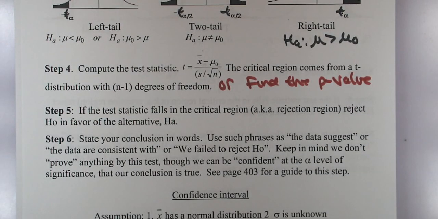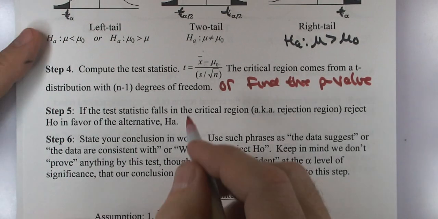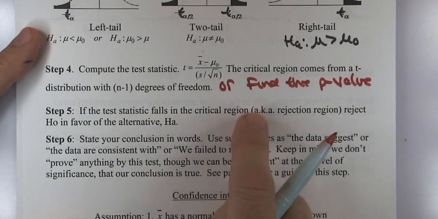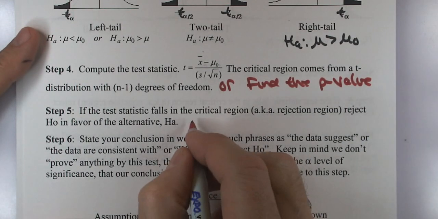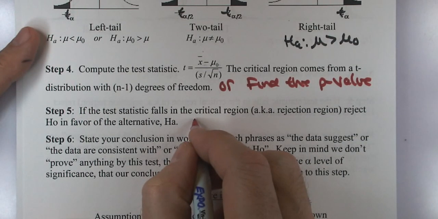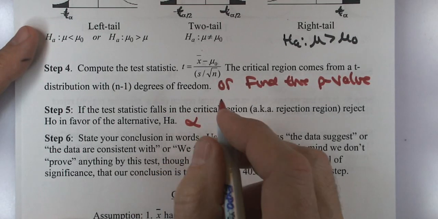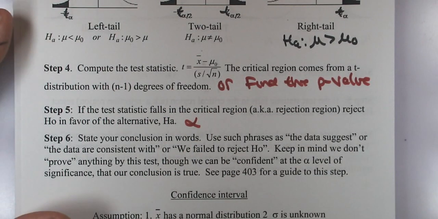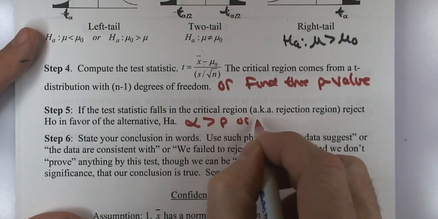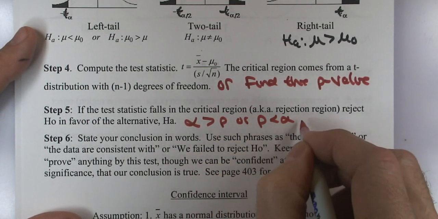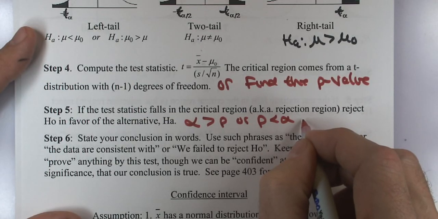Once you've found your p-value, then you can make your decision. Step 5 is either to reject H0 or fail to reject H0. Under what circumstance can you use your p-value to reject H0? Yeah, so if your p-value is less than alpha, so if alpha is greater than p, or p is less than alpha, then reject H0.